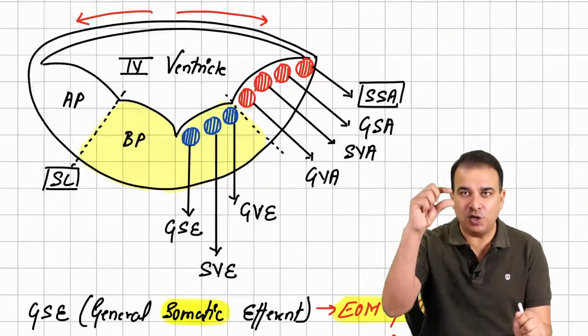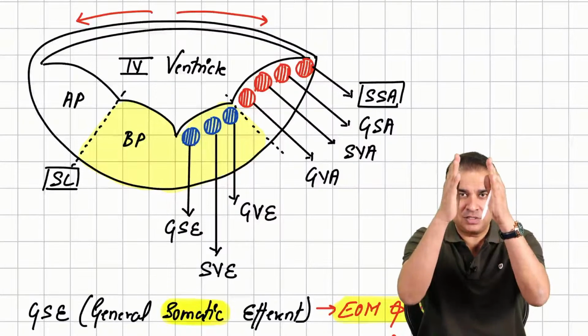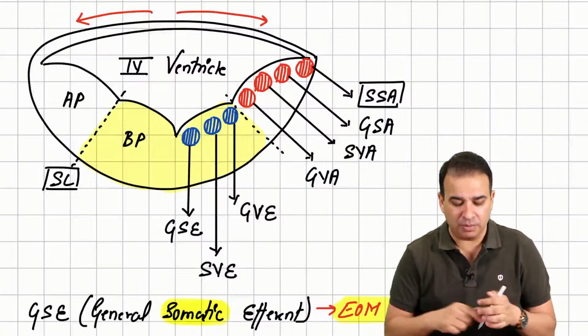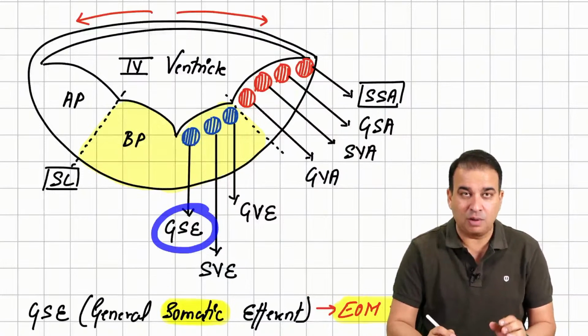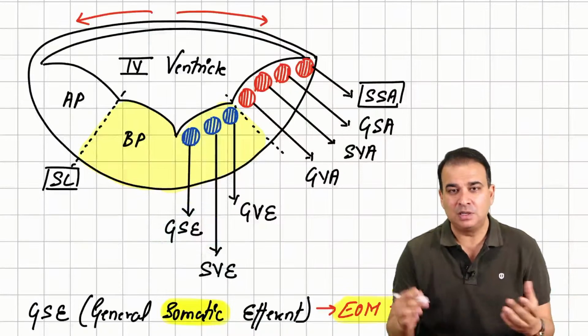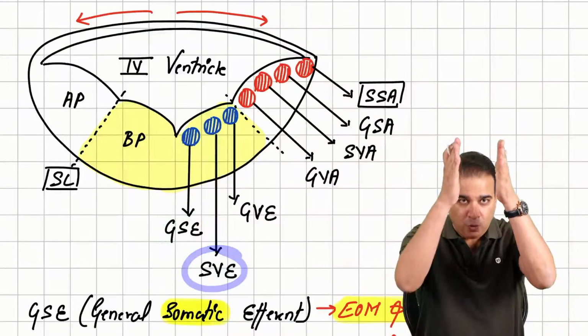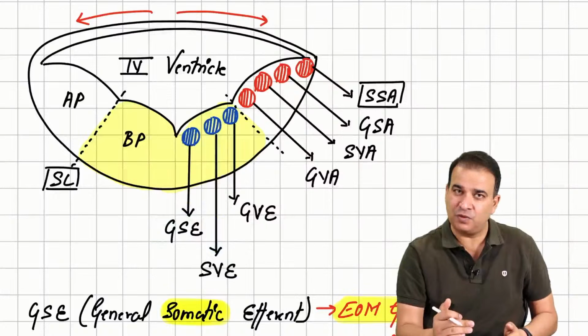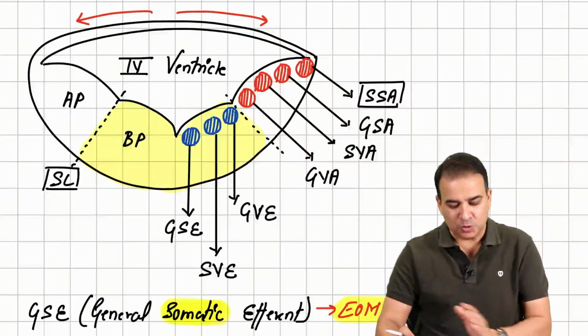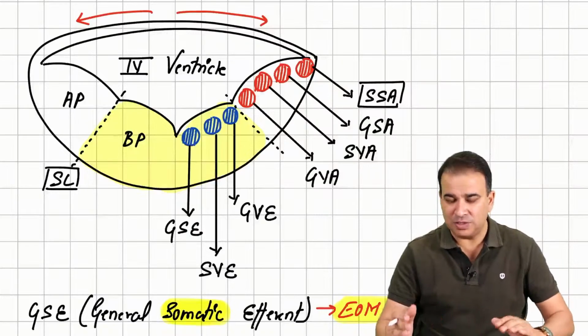I told you individually we have nuclei, and the collection of the same kind of nuclei is a column. So when I say general somatic efferent column, this column must be having various nuclei which have something in common between them. Similarly, the special visceral efferent column will have various nuclei present at different levels, but they have something in common. That's why they're placed together. So guys, I hope you understood the meanings of these columns.